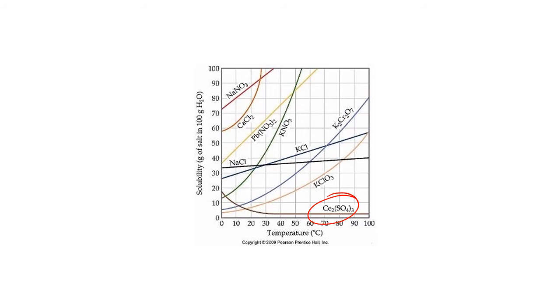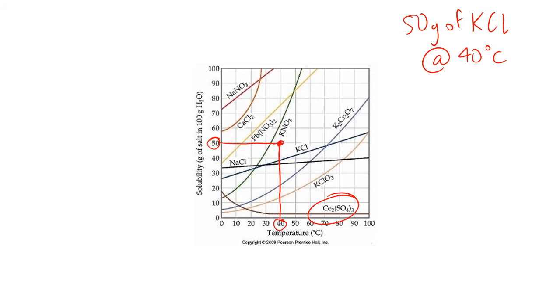We can also use this to tell what is saturated or unsaturated. So let's just say I have 50 grams of KCl at 40 degrees. Okay, is it saturated or unsaturated? So first of all, you find the 50 grams here, and the 40 degrees here. You see where that comes together, and it comes together here, and that is above the KCl line. That KCl line shows that at 40 degrees, you're looking at about 37 and a bit grams per 100 grams of water. So that would be saturated.